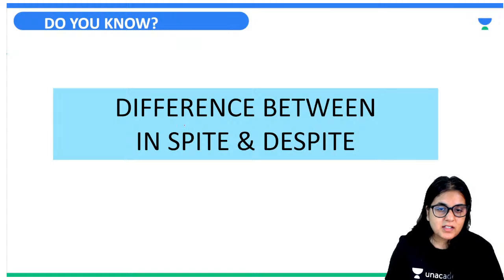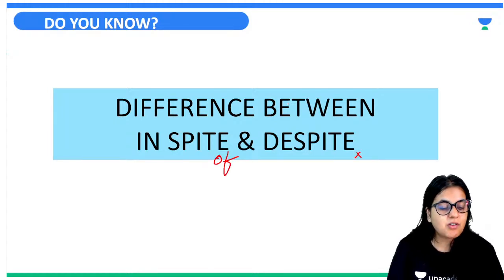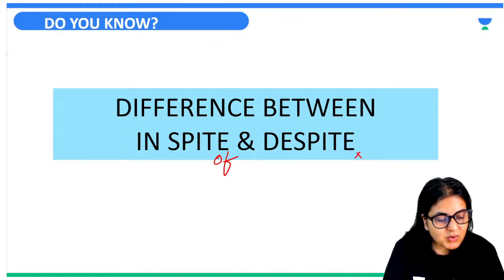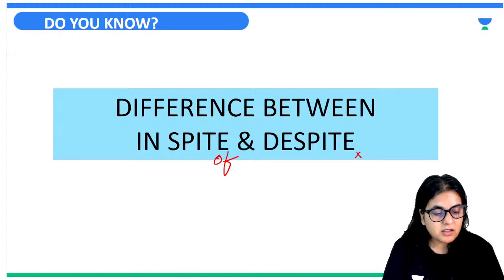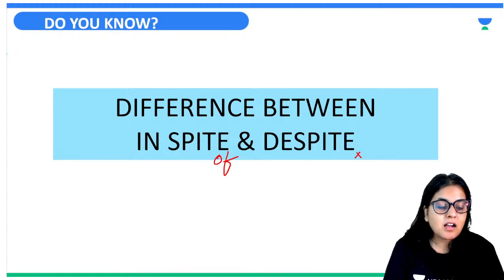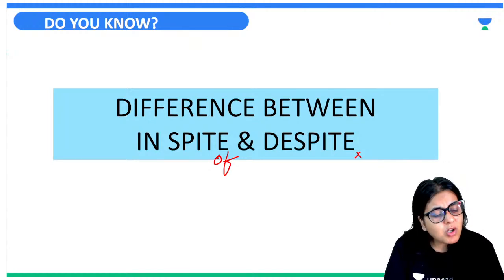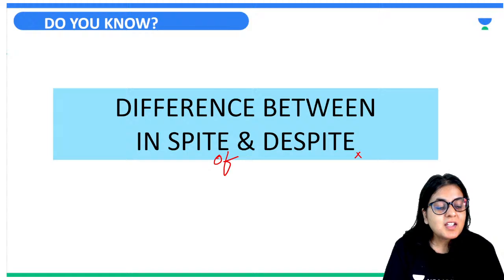Guys, the basic difference is in spite takes the preposition of, despite does not take the preposition of. In spite of studying hard, he failed. Despite studying hard, he failed. That's all. It's a very simple difference and you all know it, but you need to put it into perspective. You were thinking in terms of meaning. That's why I told you, don't think in terms of meaning, think in terms of sentence structure.